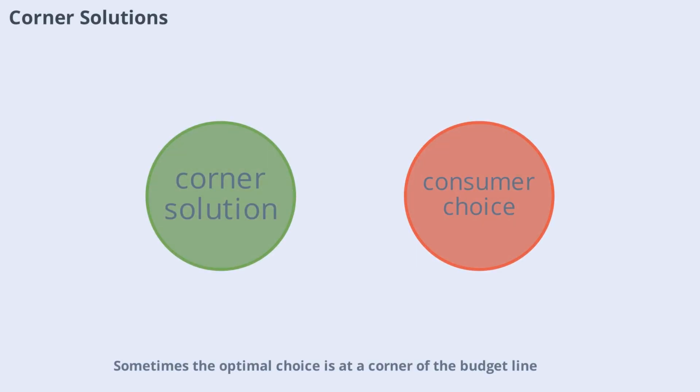Sometimes, the optimal choice is at a corner of the budget line, meaning you spend all your money on just one good. This happens when the indifference curves are so steep or flat that the highest utility is reached by consuming only one product. Corner solutions are important in cases where consumers have strong preferences for one good over another.